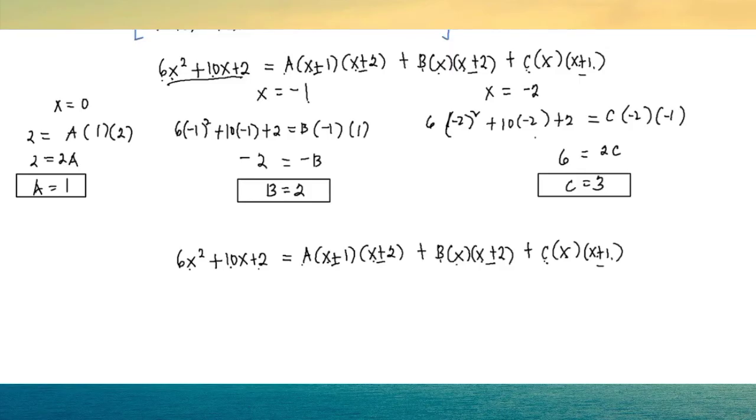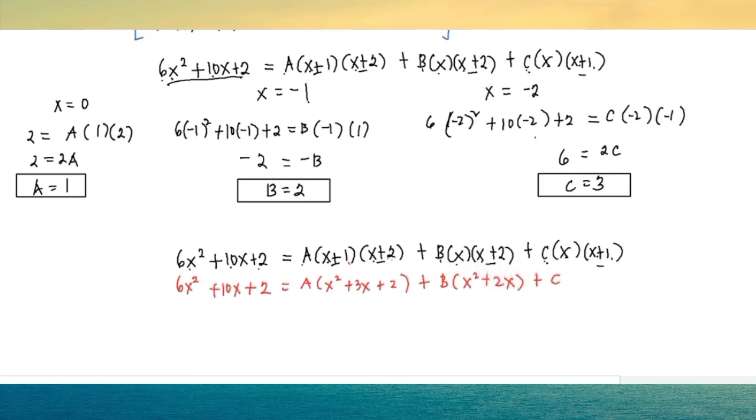Okay, so another solution in finding the value of A, B, and C is to expand. So, gagamit tayo ng coefficient method. So, we have 6x squared plus 10x plus 2. So, gagawin natin ay i-expand natin siya. So, we have A, expand natin to. So, that's x squared, 1 plus 2, so that's 3x, 1 times 2, so that's 2. Plus B, this is x squared plus 2x, plus C, this is x squared plus x.